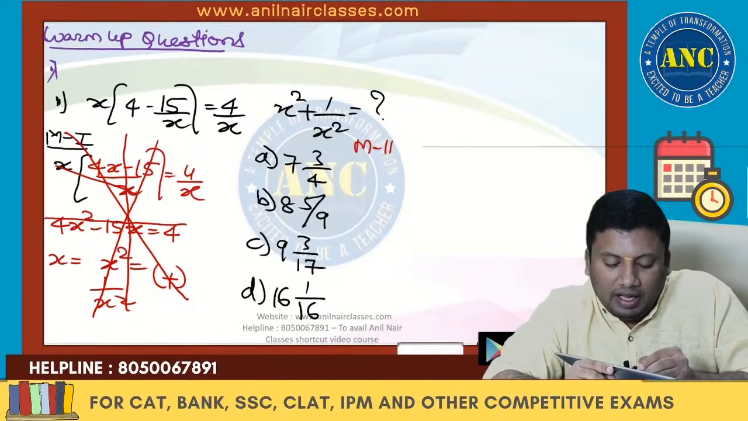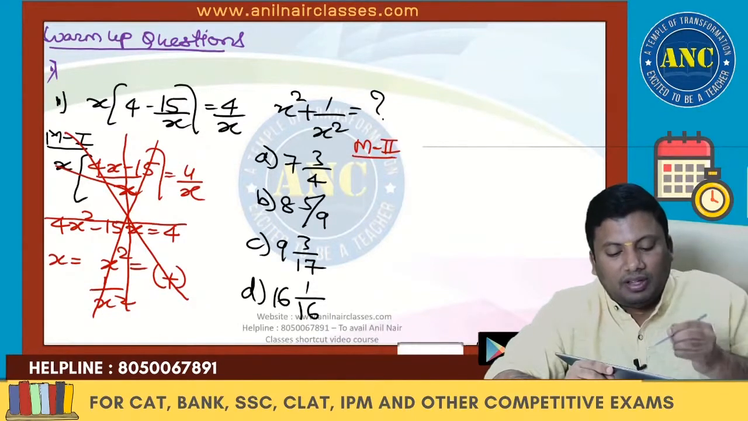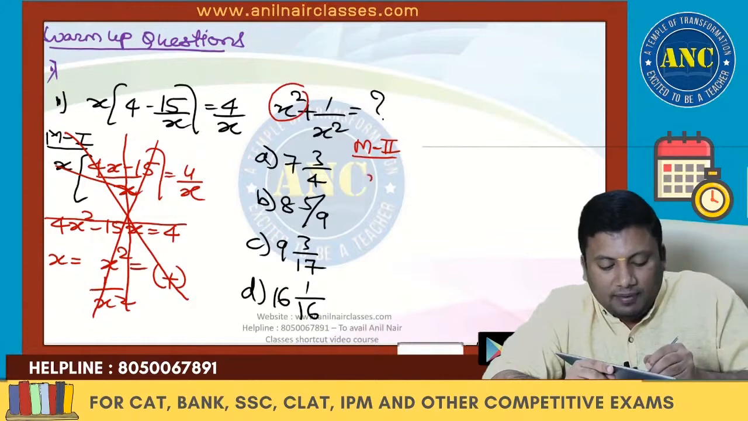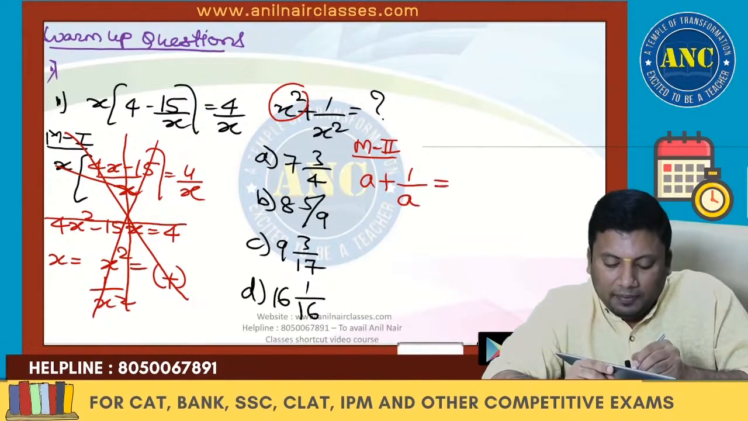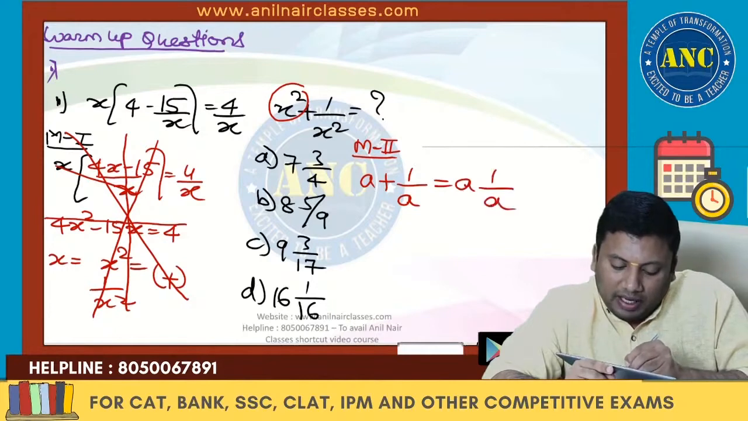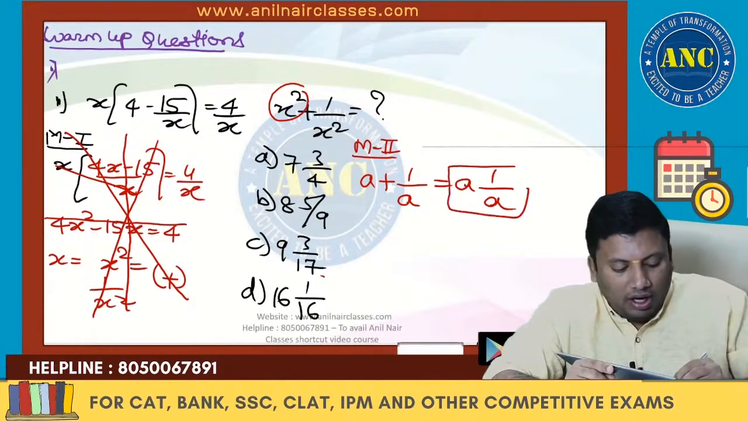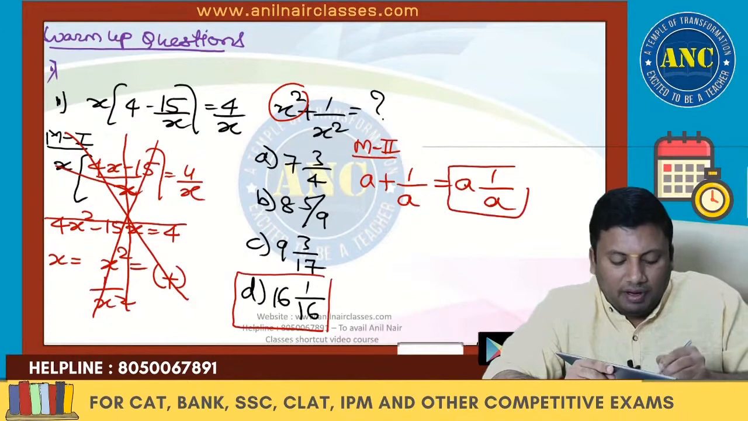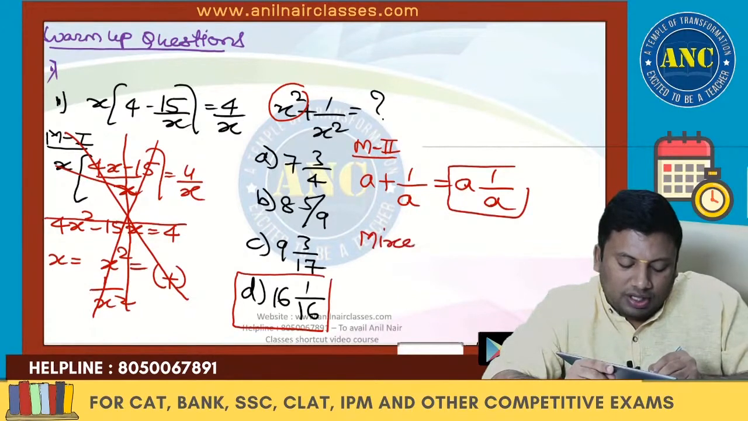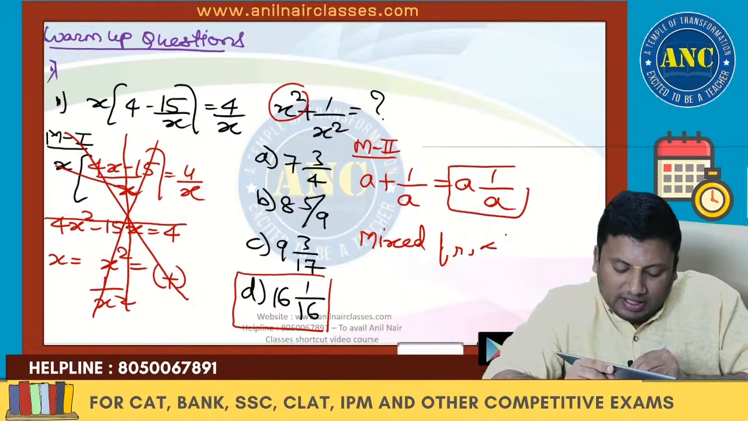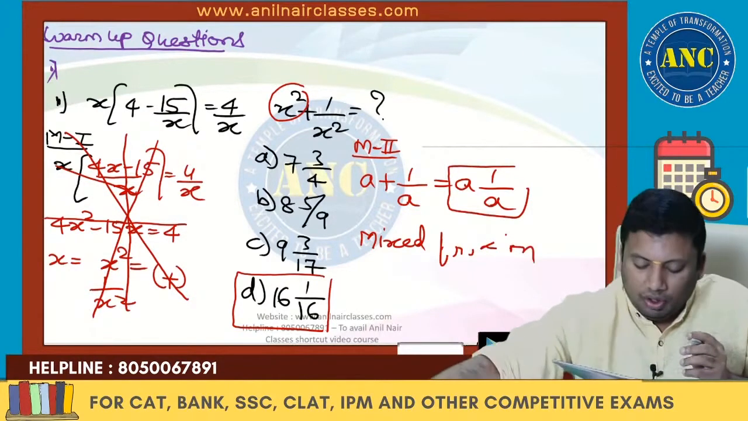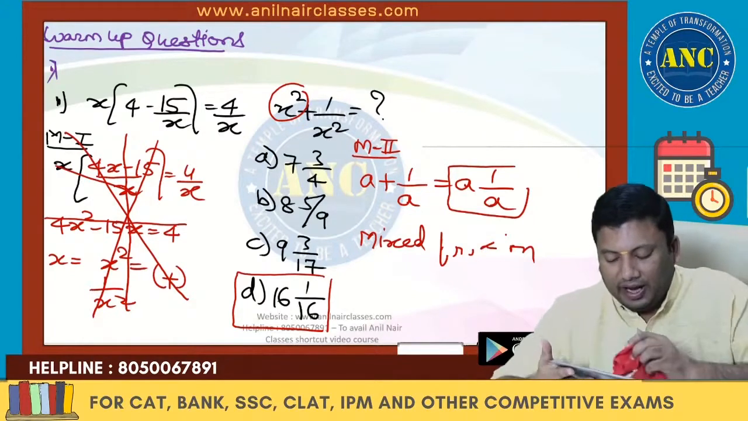If Anil Nair students are solving the question, how I will see is: x square is a, 1 by x square is 1 by a, plus 1 by a is a 1 by a. Only one option is of the form a 1 by a. He is not asking the question based on quadratic equation. He wants to know whether you know the definition of a mixed fraction.